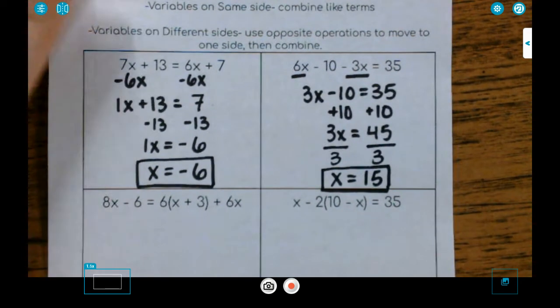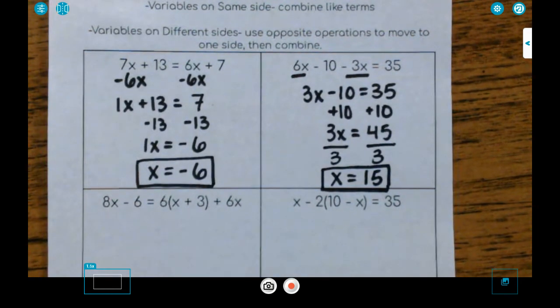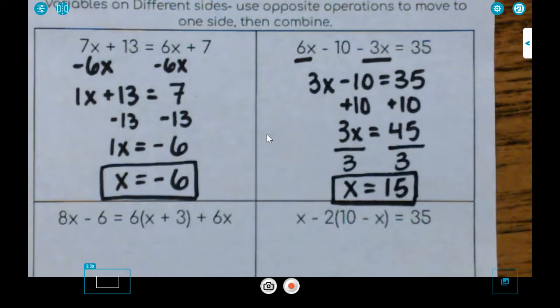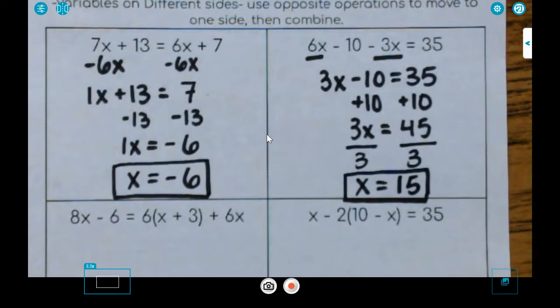Okay, so there are our first two equations, and the difference in these two equations was, on the first one, our variables were on both sides, so to combine together, we had to do minus 6x to move that 6x to the left. In the second one, our variables were on the same side, so we were able to just combine them. Any questions right now?